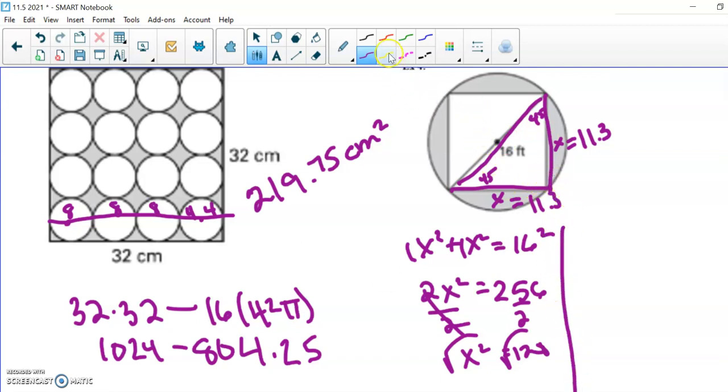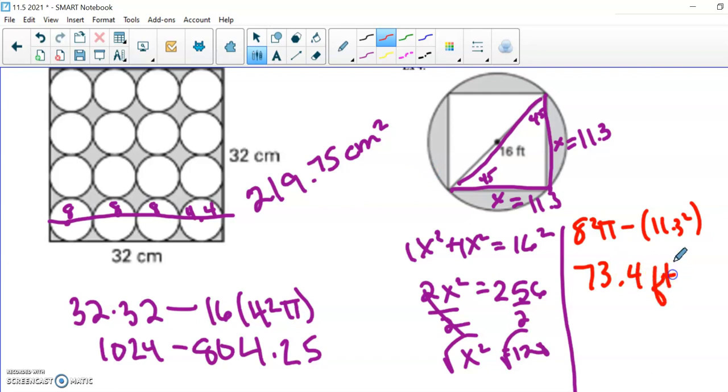All right, now let's get to work here. So we're going to find the area of the circle. We know the diameter is 16, which means the radius is 8. So we have 8 squared pi. That's our circle. And we're going to subtract out this square, which is 11.3 times 11.3, or 11.3 squared. All right, here we go. 64 pi minus 11.3 squared gives us about 73.37. We'll call it 73.4 square feet.